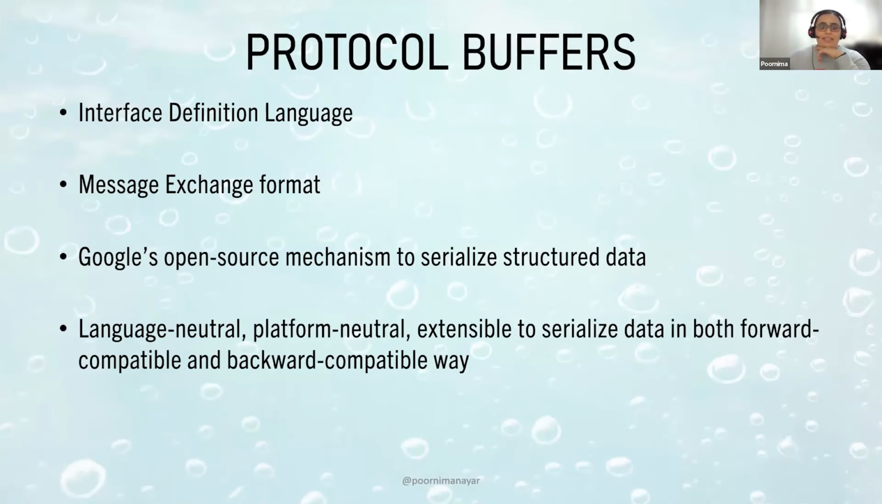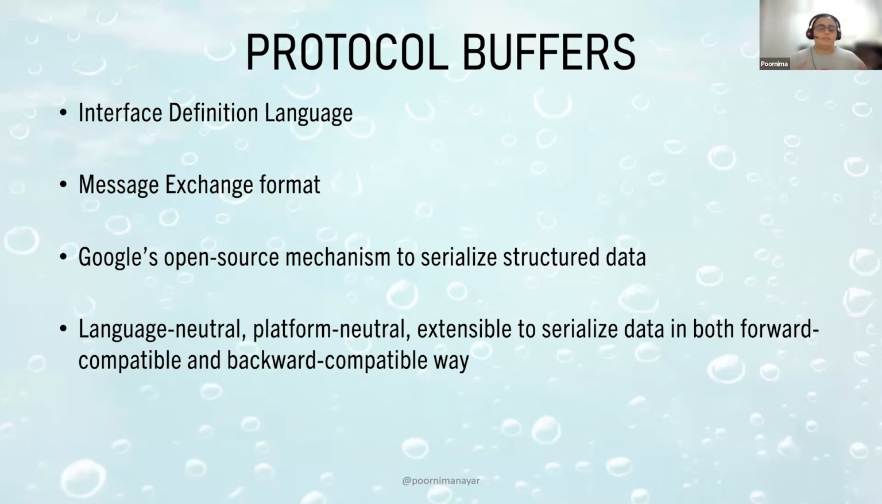So the first technical term which we need to introduce ourselves with in gRPC is protocol buffers, which is the interface definition language as well as the message exchange format. So the contract that I write out, that language is protocol buffers. Also the messages that go between the client and the server, that is also protocol buffers. And protocol buffers are Google's open source mechanism to serialize structured data. Google Cloud uses protocol buffers.